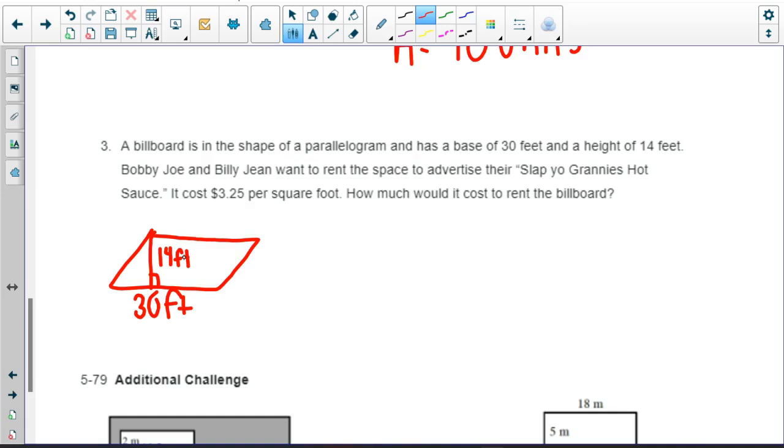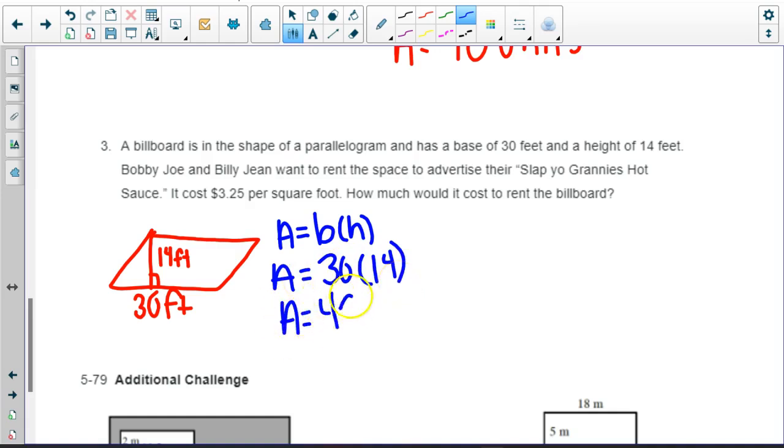Bobby Joe and Billie Jean want to rent the space to advertise their Slap Yo Granny's hot sauce. It costs $3.25 per square foot. How much would it cost to rent the billboard? So first thing we need to figure out is how much square footage we have. To do that, we need to find the area of our billboard. So area is equal to base times height, and then we plug it in. Our area is equal to our base, which is 30, and our height, which is 14. 30 times 14 is 420, and then we have feet squared.